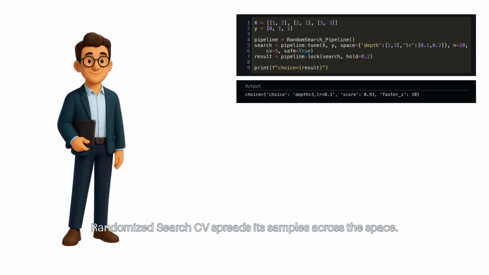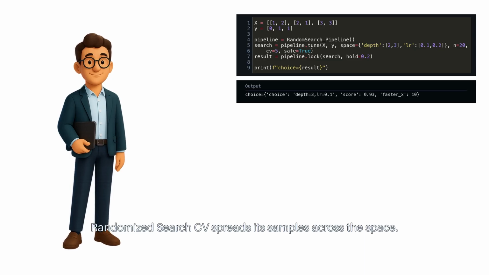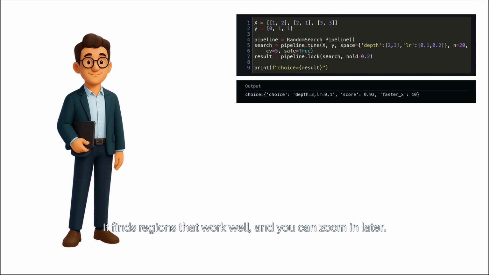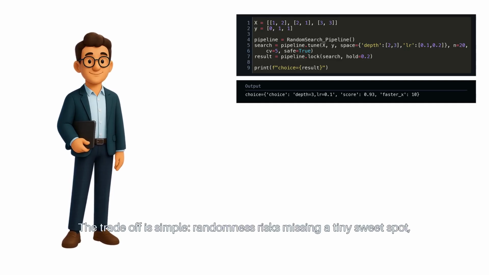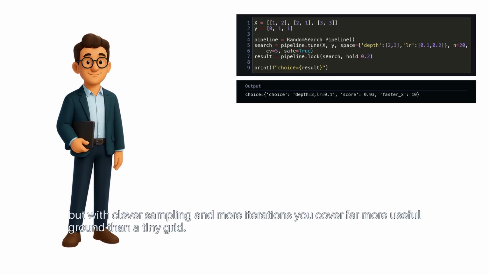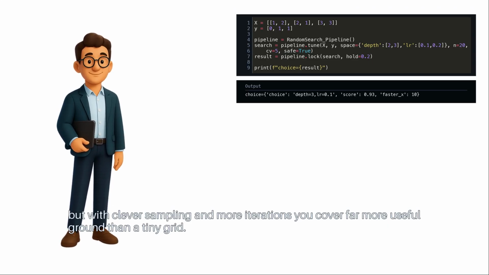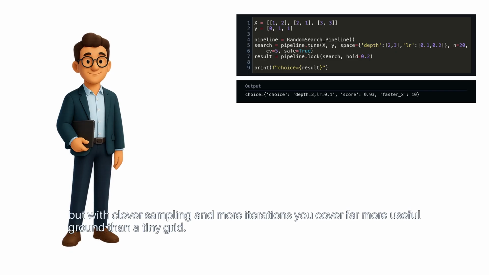At an intuitive level, imagine throwing darts at a wide target instead of measuring every millimeter. RandomizedSearchCV spreads its samples across the space. It finds regions that work well, and you can zoom in later. The trade-off is simple. Randomness risks missing a tiny sweet spot, but with clever sampling and more iterations, you cover far more useful ground than a tiny grid.